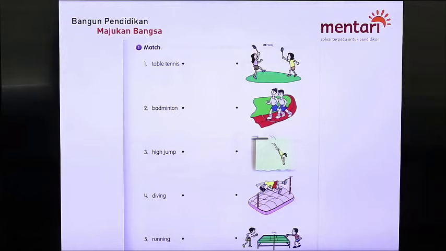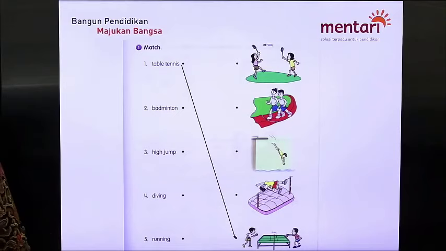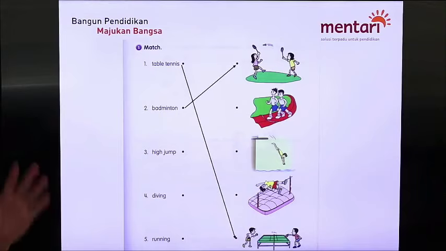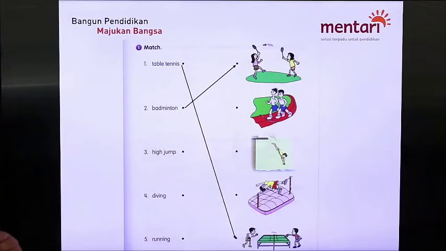Which one is the table tennis? The table tennis is in this picture at the bottom. And take a look at number 2, it's badminton. Maybe some of you like to play badminton? We can play together maybe one day. And the badminton is in the first picture, where 2 girls are playing badminton.